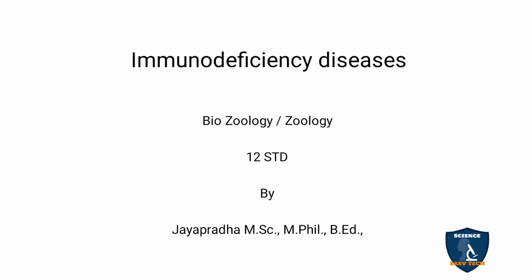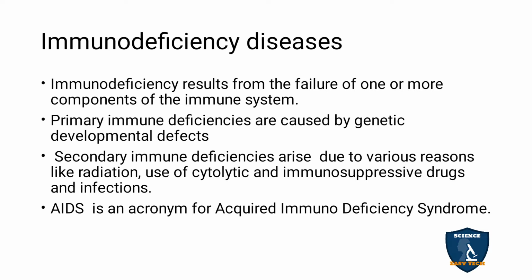In this video, we're going to discuss immunodeficiency disease. Immunodeficiency results from the failure of one or more components of the immune system. If there is a failure of the immune system, you will get a disease that is due to the loss of immune power. Such deficiency diseases are called immunodeficiency diseases.